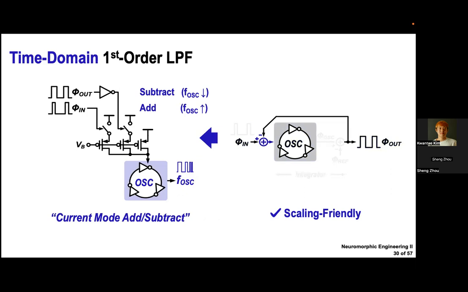For subtracting time domain PWM signals, we can just use an inverter. If we put the inverter, then the polarity of the input PWM signal is inverted. Then we can realize the subtraction functionality. In the end, we can realize current mode addition and subtraction.